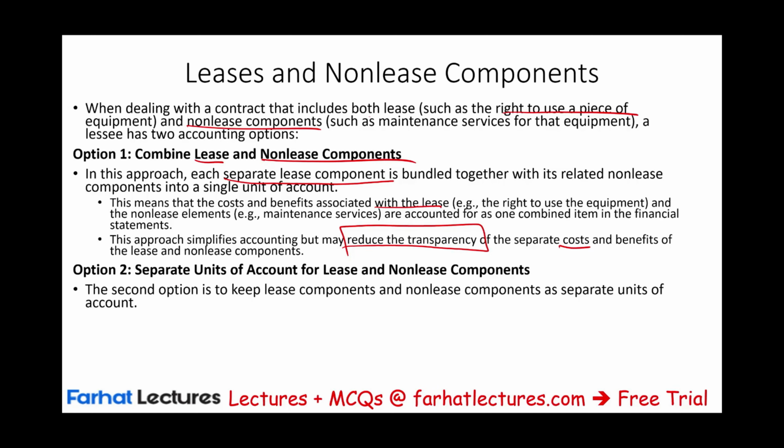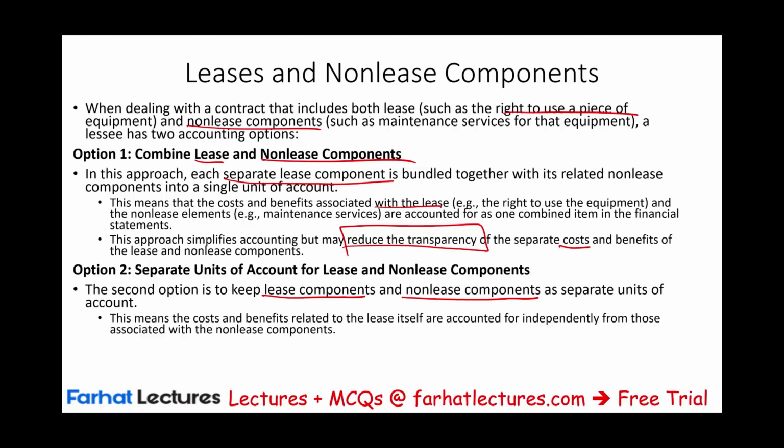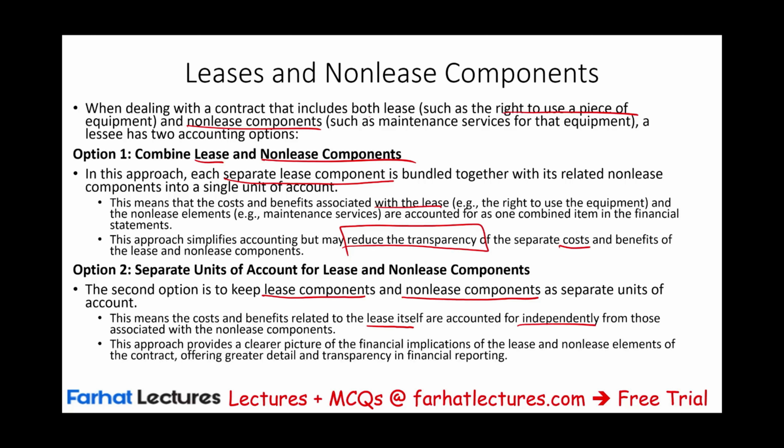The second option is to keep the lease component, which is the asset, and the non-lease component as separate units of account. This means the cost and benefit related to the lease itself are accounted for independently from those associated with the non-lease component. Listen to me carefully. Here we're discussing the lease, the asset, versus the non-lease component, the service. What we were discussing earlier is different leases for assets. This approach provides a clearer picture of the financial implication of the lease and non-lease elements of the contract, offering greater detail and transparency versus option 1.